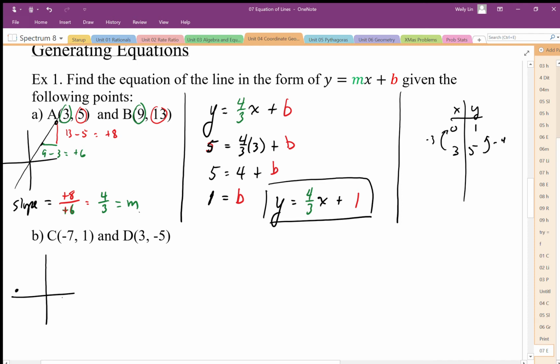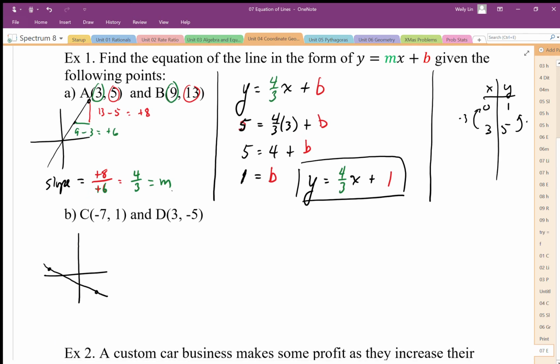3 over -5 is another coordinate. It looks like that. Maybe a y-intercept somewhere around, I don't know, maybe -3 or something. Okay, so I wanted to get my slope first. I have my y coordinates, so my change in y is going to be -5 minus 1. So I started at -5, I ended up -1.